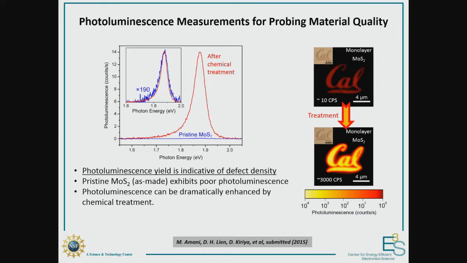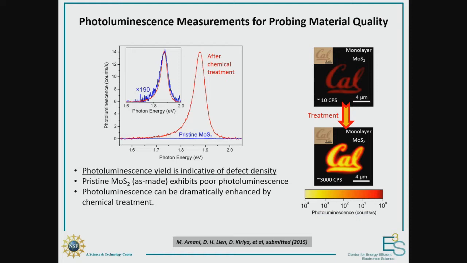And we have recently developed a very simple process. You treat these monolayers in a special chemical, and what we have found is that upon exposure to this chemical, the shape of the normalized spectrum doesn't change, but the intensity dramatically gets enhanced. So now you have a material that is emitting a lot of light out.